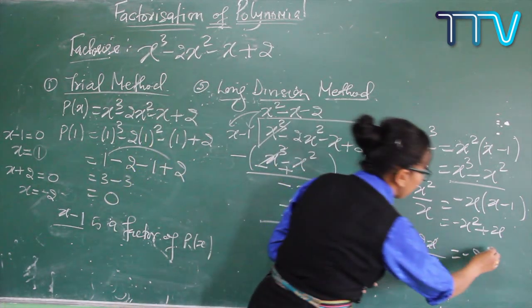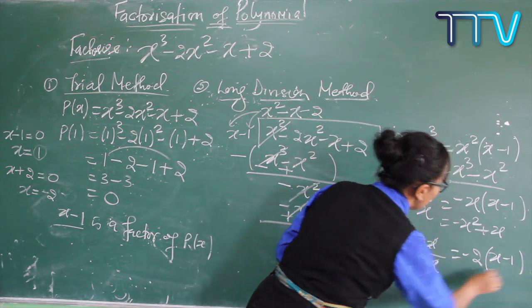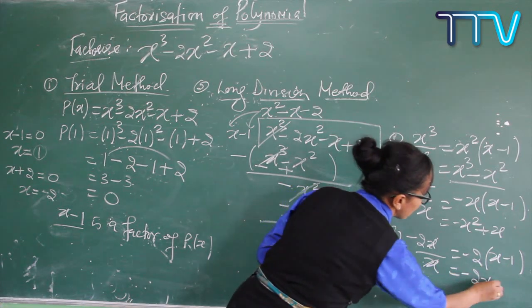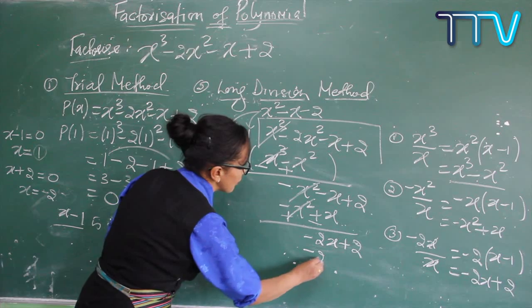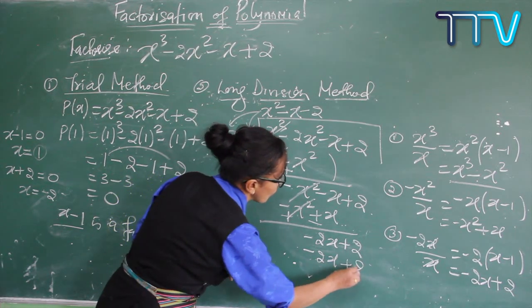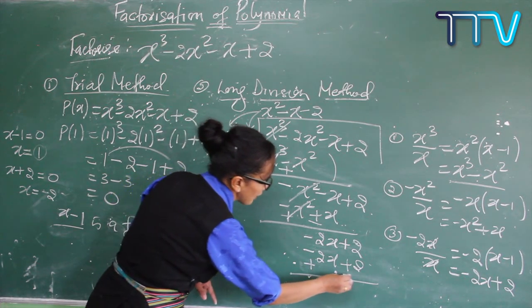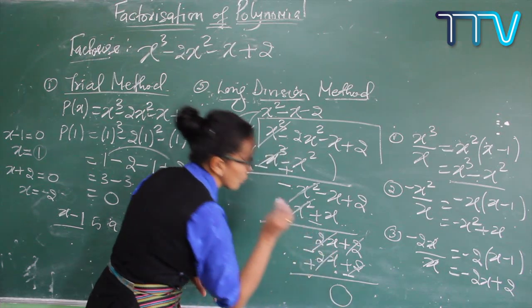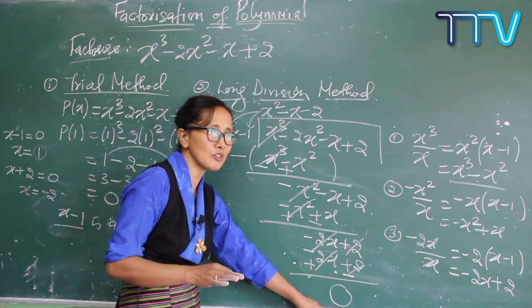Understood? Then come to here, multiply by x minus 1. What is your number? Minus 2. Multiplying x by minus 2 gives minus 2x, and minus and minus will become plus 2. Correct? So write it down here: minus 2x and plus 2. Do you get it? So change the sign again. Plus here, negative here, you can cancel these two, and you will be getting zeros. Correct? So here your remainder is 0. So remainder 0 means what?